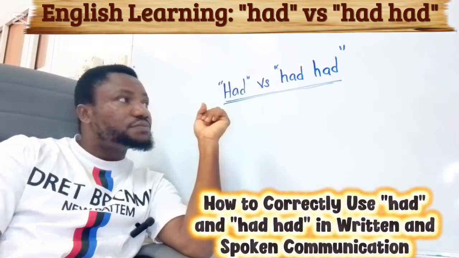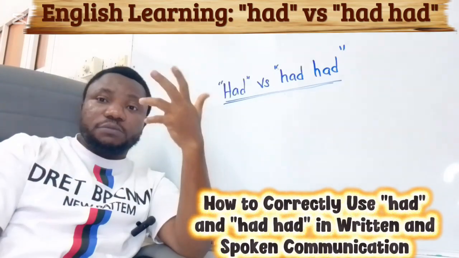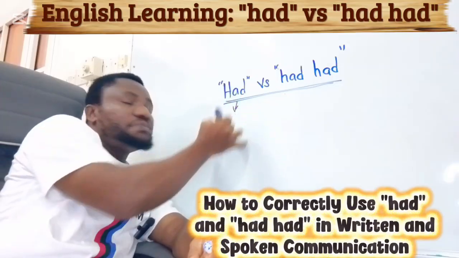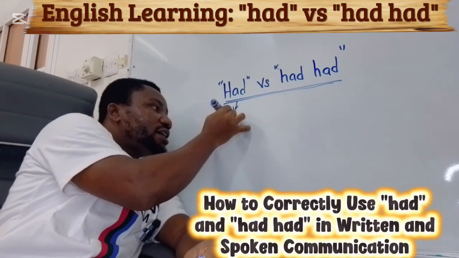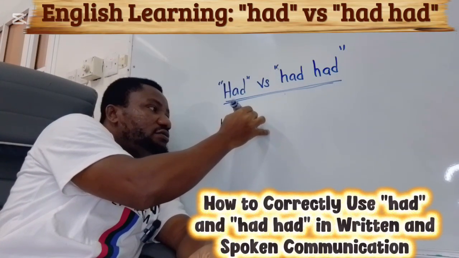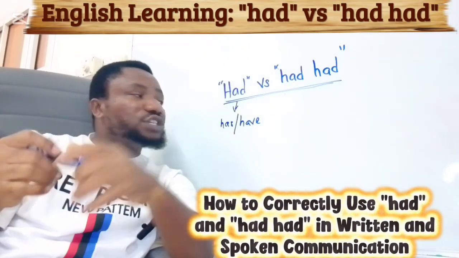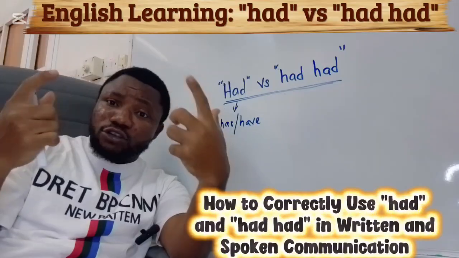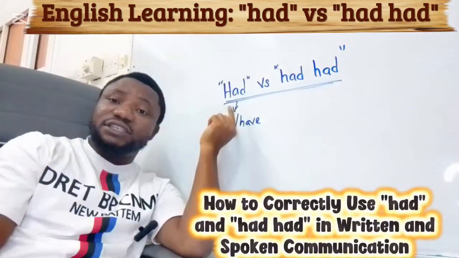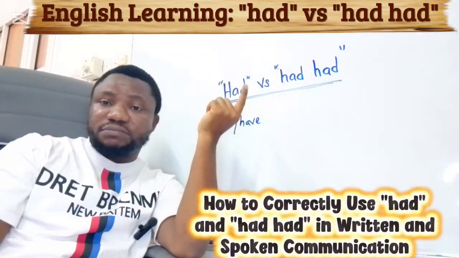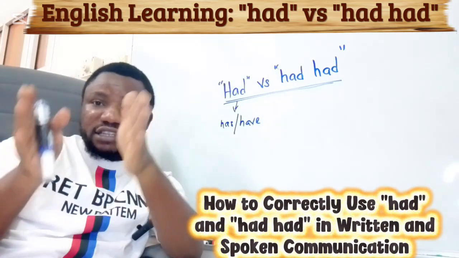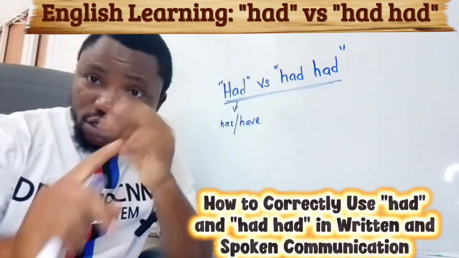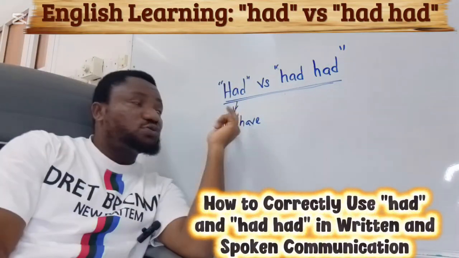Let's talk about this too. Let's start from the one you're familiar with, which is the single had. Everyone knows that had is the past tense of has and have, right? And you can only use had in a sentence in the past. More specifically, you only use the single had in a sentence that is talking about a single event, a single situation. One, not two situations. That is when you use had.